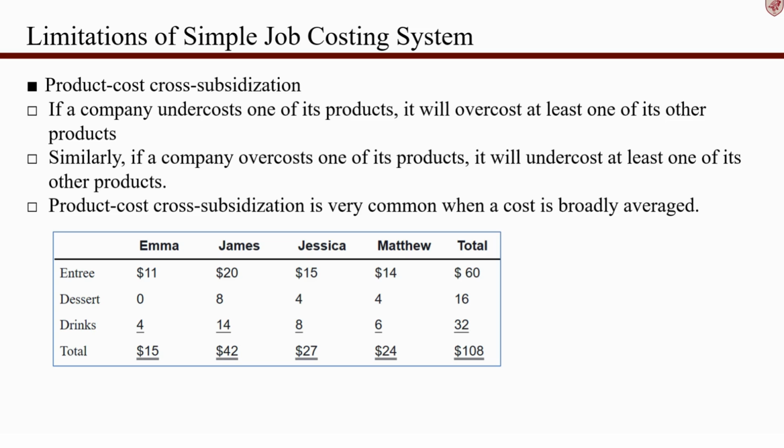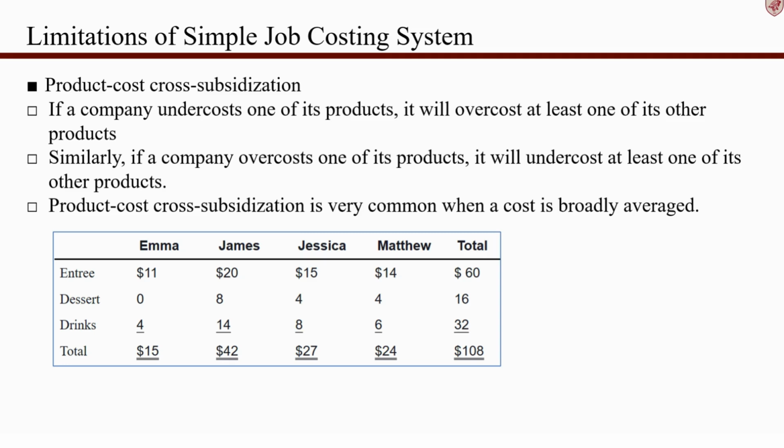And similarly, if there is an overcosting, that means that there are some other products that are benefiting from it and therefore being undercosted, right? Then when does the cross subsidization happen? For example, when the product is overcosted, basically the overcosted product is cross subsidizing the undercosted products that are benefiting from this system, right? And cross subsidization is very common, and I would say almost near 100% happening when the cost is broadly averaged.